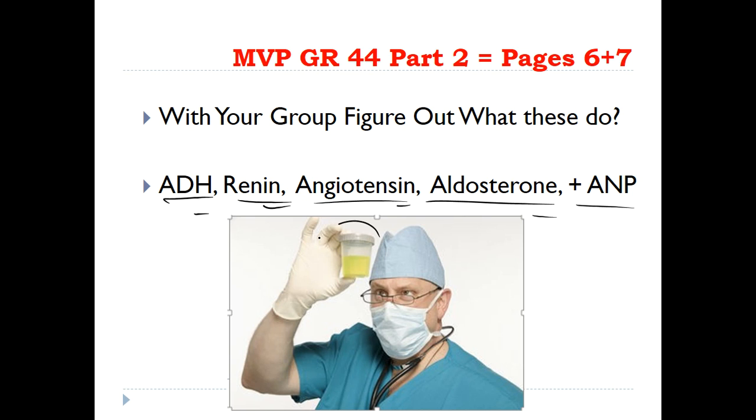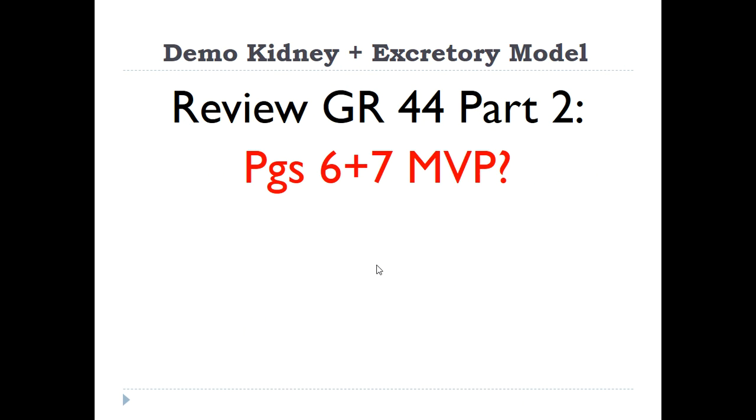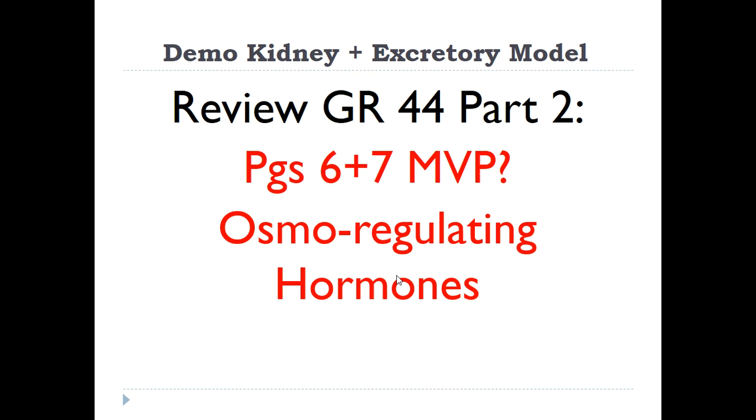And this doctor right here, of course, is looking at your pee sample, because if it's too dark, it means that, of course, you're not getting enough water in your body. If it's too light, well, then your kidneys, you might not have enough solutes. So you get a good idea of your health in that. You can also find out if any toxins are in your body. But all of those things are tied to the fact that pages 6 and 7 is about osmoregulating hormones.